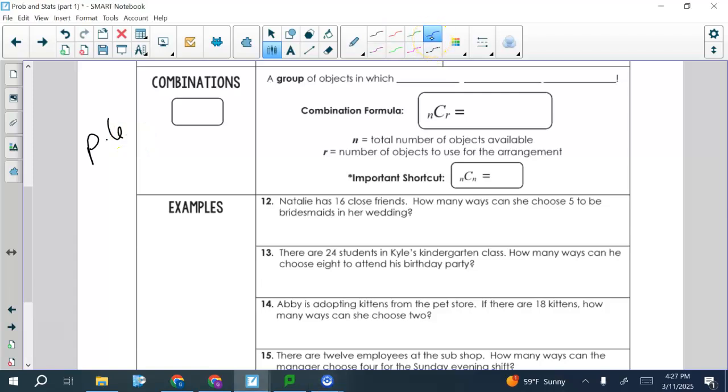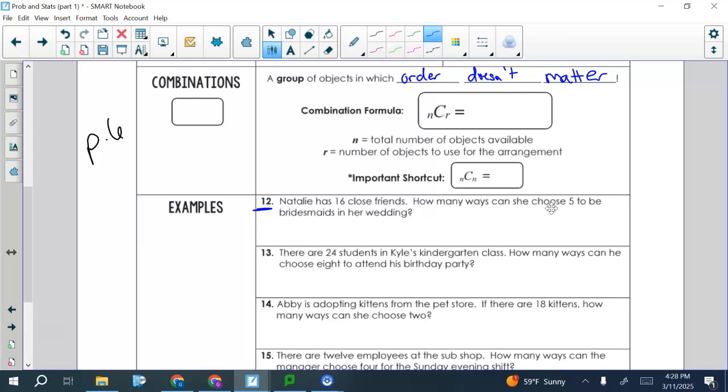So for the combination, again, this is a group of objects when the order doesn't matter. For example, if we look at this first one, Natalie has 16 friends and she wants to figure out 5 bridesmaids. So she's figuring out, of her friends, which ones she should let be her bridesmaids. The order doesn't matter on how she chooses them. Now, maybe down the line it would matter, but right now she's just picking 5 bridesmaids.